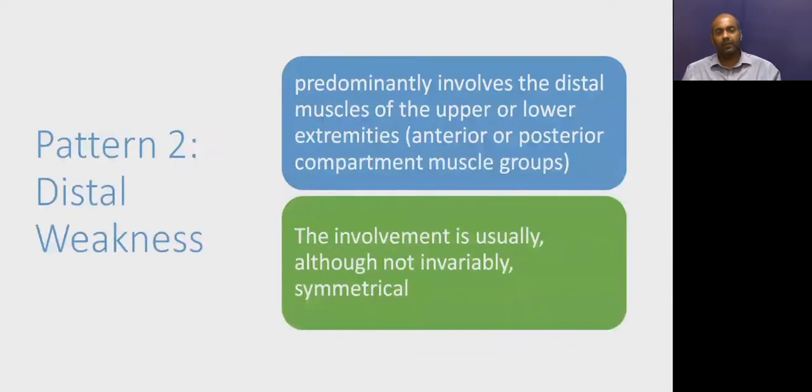Right. So let's see the second pattern. The most common pattern is the proximal limb girdle. Some myopathies can present with distal weakness. Of course we have to distinguish it from peripheral neuropathies, because distal weakness is not a common presentation of myopathy. It predominantly involves the distal muscles of the upper or lower extremities. The lower extremities can involve the anterior or the posterior compartment. Involvement is usually, although not invariably, symmetrical.